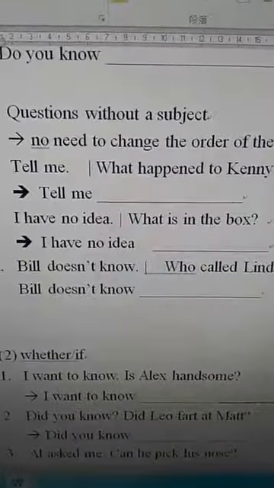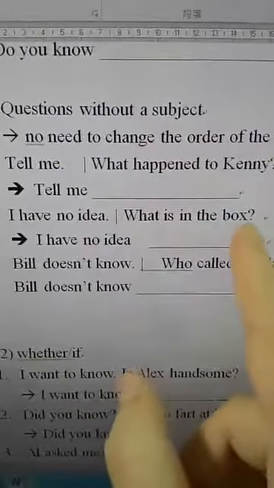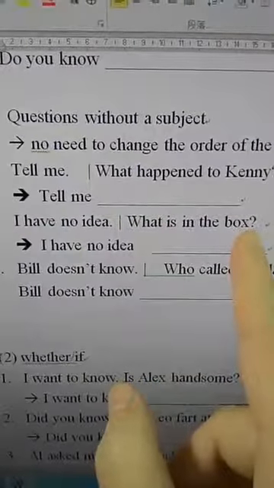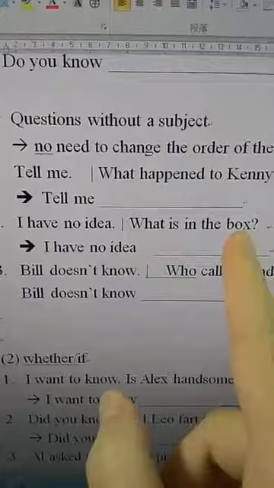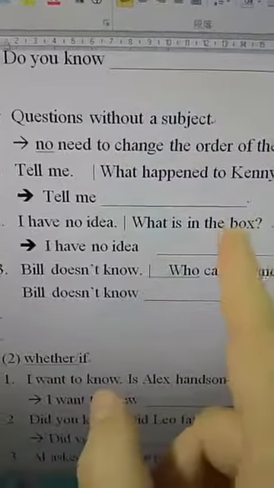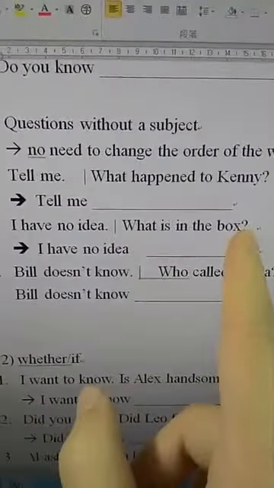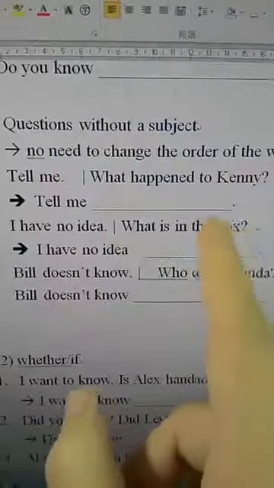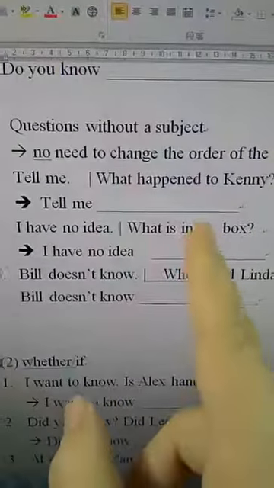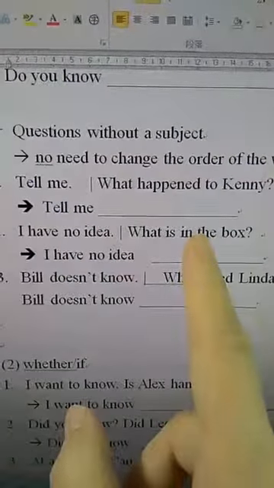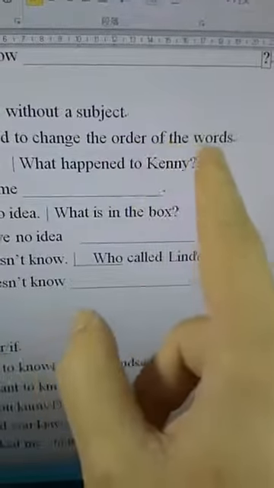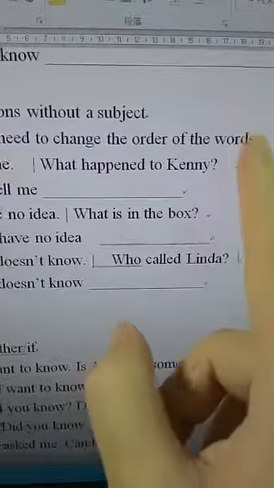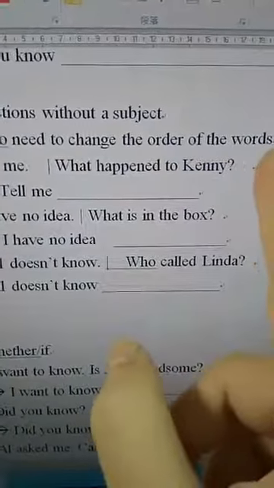Some people may tell me, yeah, the box is the subject. No, actually, the box is the object. It is not the subject. So, which means we don't have any subject in this sentence. Then what should we do? No need to change the order of the words. Okay? Very important. Please remember that.